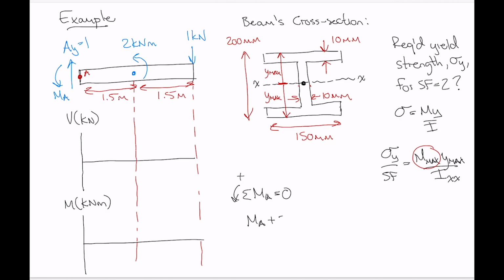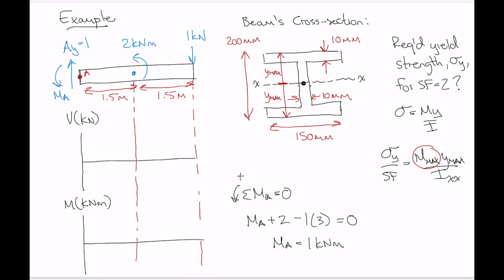In the direction that I've taken, MA is a positive value, and the 2 kilonewton meter point moment is also a positive value, and then in the opposite direction we have 1 multiplied by a moment arm of 3, and that has to be equal to 0. So MA comes out to be 1 kilonewton meter there.